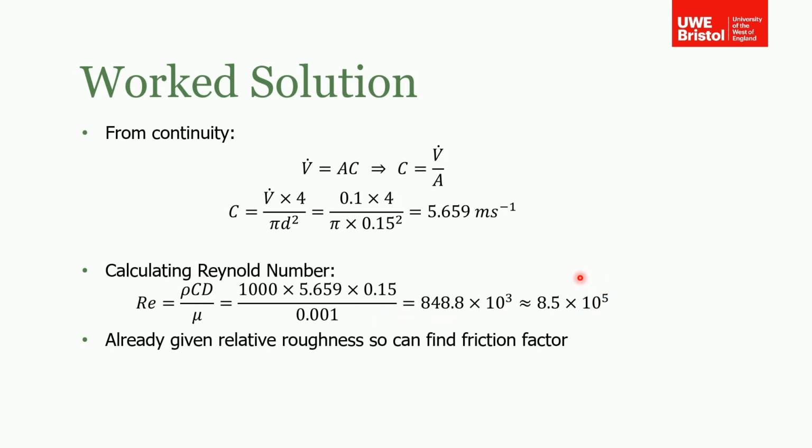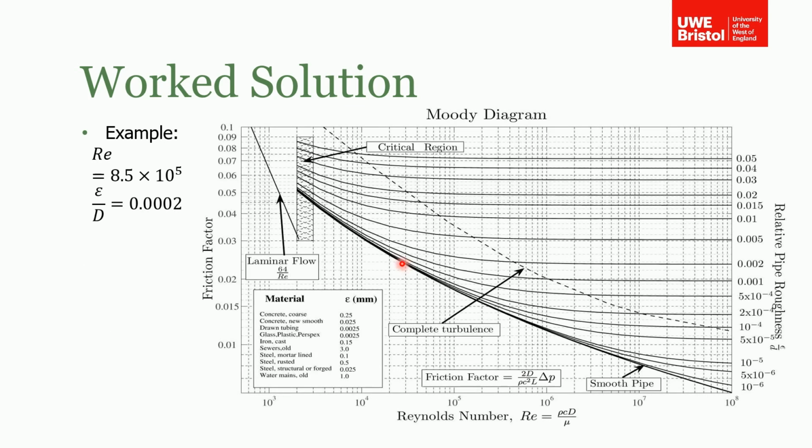And we can then use this on the Moody diagram to find the friction factor, to find the pressure loss. We don't need to calculate the relative roughness as we've already been given it in the question. So if we look on the Moody diagram, we have a Reynolds number of 8.5 times 10 to the 5, which is there. We have a pipe roughness which was 2 times 10 to the minus 4, so we're on this line. So just to remind you, we need to find out where these 2 points intersect and then read off on the left hand side what the friction factor is.